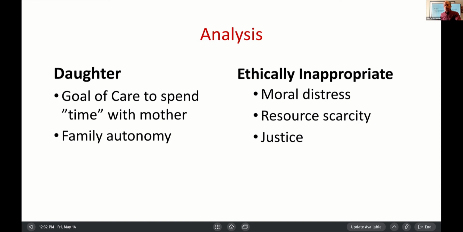Is it ethically inappropriate to keep on supporting this patient with the current modification of no escalation of treatment, considering moral distress of providers caring for the patient, resource scarcity, turning down patients for ECMO therapy, which is a justice issue? Is there a law to support that?